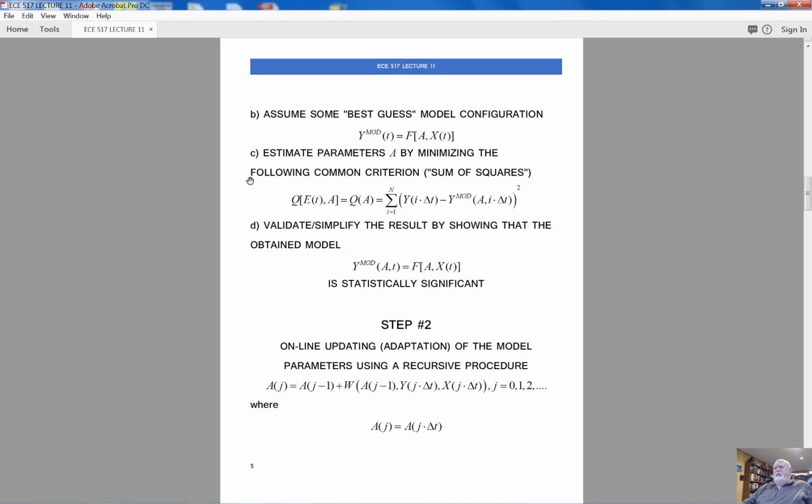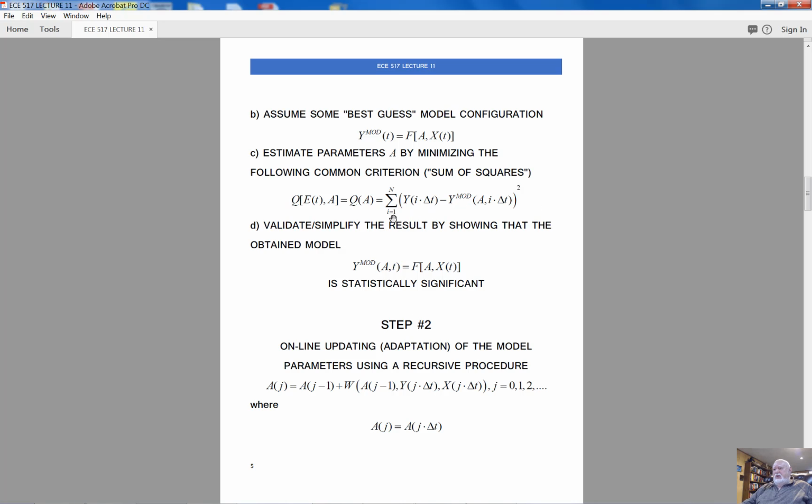What kind of criterion would we normally use? The criterion most commonly used is known as sum of squares. Take a look at this expression. This criterion is a function of errors or discrepancies between the model and the real process output. It is basically chosen such that it would be a function of parameters. And it is defined as this sum.